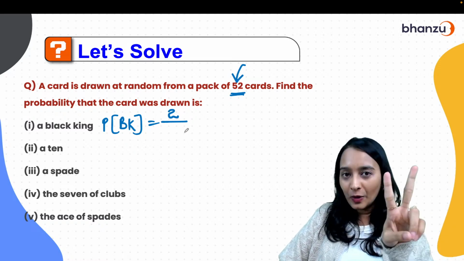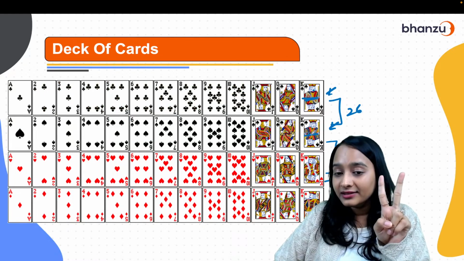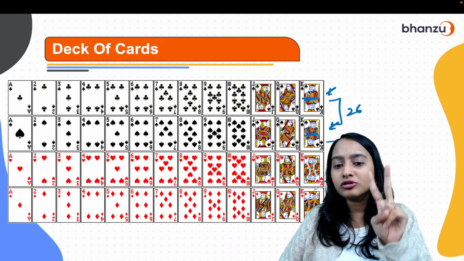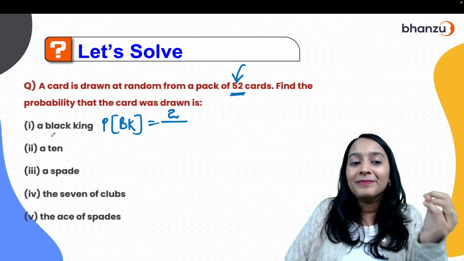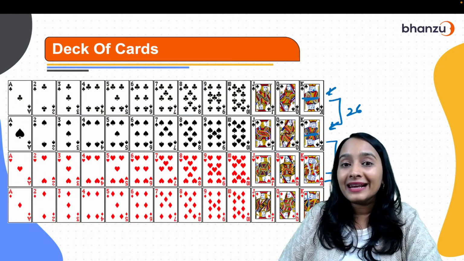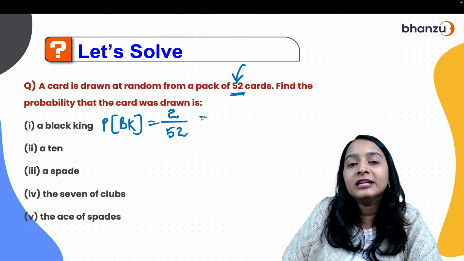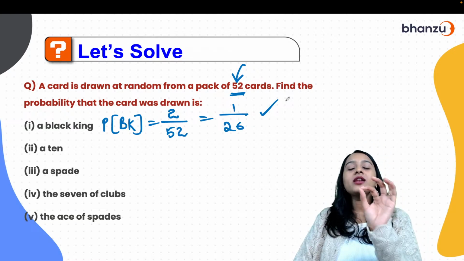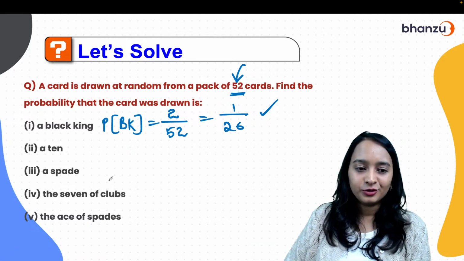So, 2 possibilities are there. It can be either this card or this card. So, a total of 2 kings are there. Now, if you are wondering, ma'am, these 2 are also kings, why are we not counting those? Because it's clearly mentioned black king. These 2 are red kings, right? So, 2 out of the total of 52 cards. Alright, so the answer is 1 out of 26, or you can say 2 out of 52.